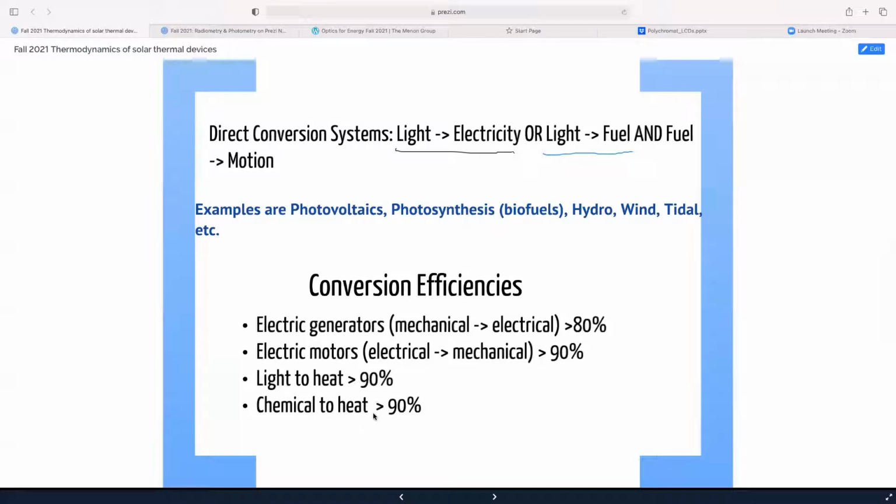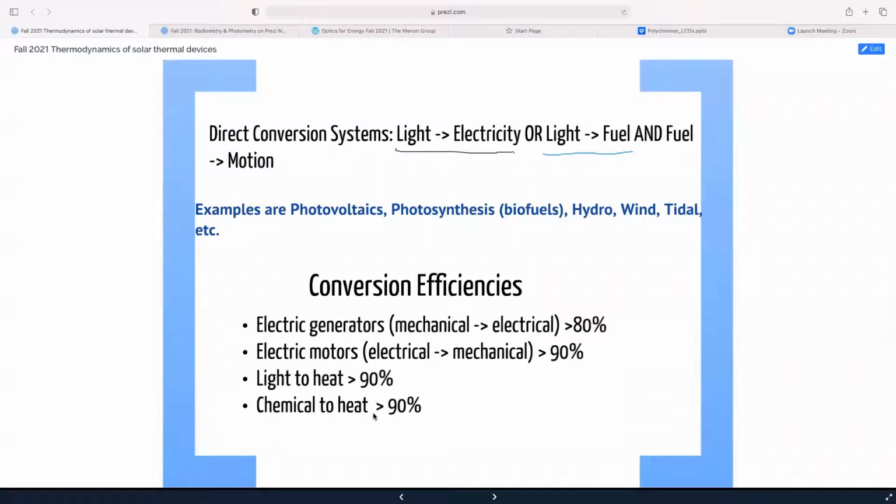And yeah, so those are examples, but we should also be aware of the efficiencies. The efficiencies will come to what limits them, but just to get some order of magnitude: electric generators, which go from mechanical to electrical, so again the opposite of the motion, is about 80%. Electric motors, like in an electric vehicle, can be over 90%. So they can be very efficient.